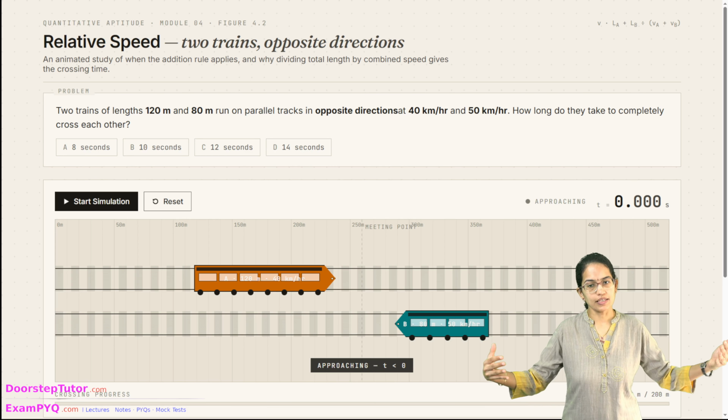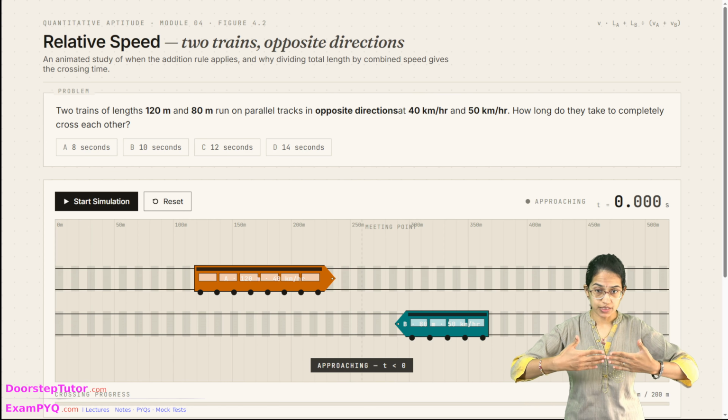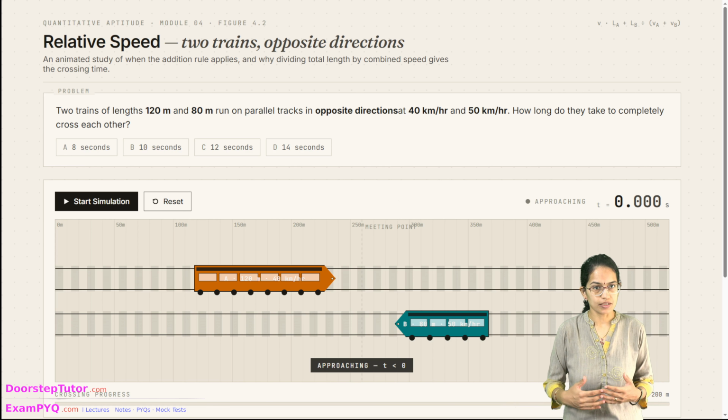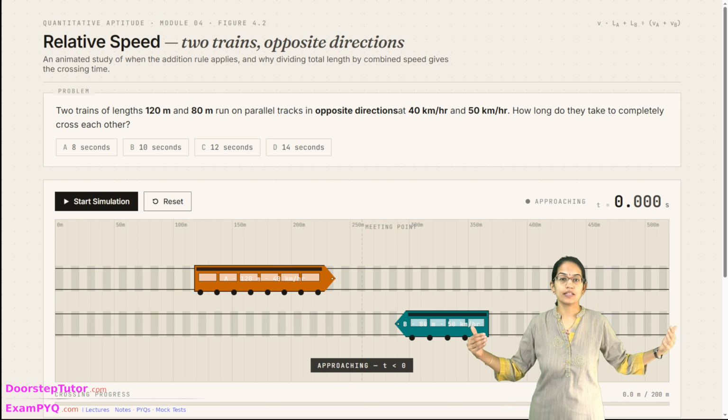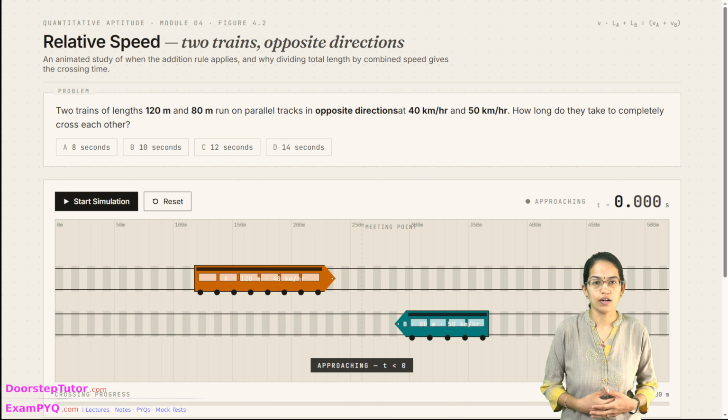Now, when the trains are coming from opposite directions, what would be the distance? Distance would be the length of the two trains combined. So, we'll add the length of the two trains, that is 120 and 80, that is 200 meters. The trains are coming in opposite directions, so speed would again combine, so it would be 50 plus 40, that is 90 kilometers per hour.